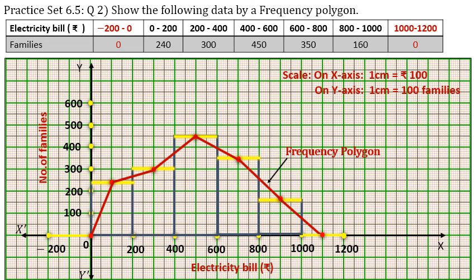Note that everything on the graph paper, including the scale, the axis, the histogram, the frequency polygon and the labeling should be done only in pencil.